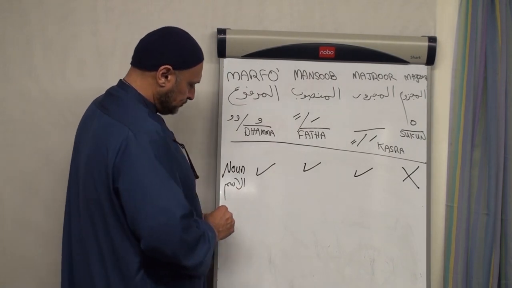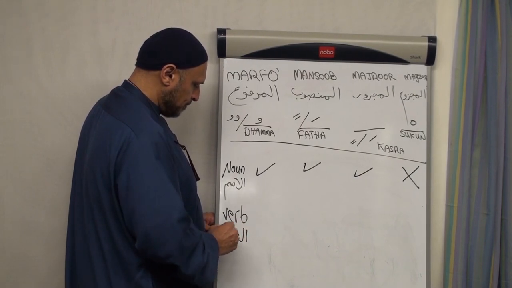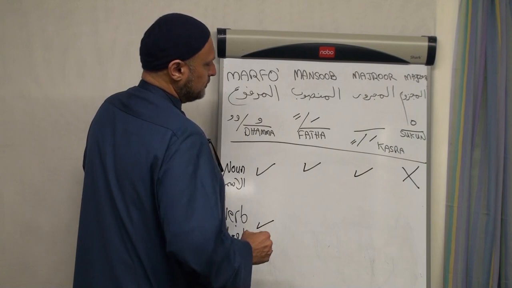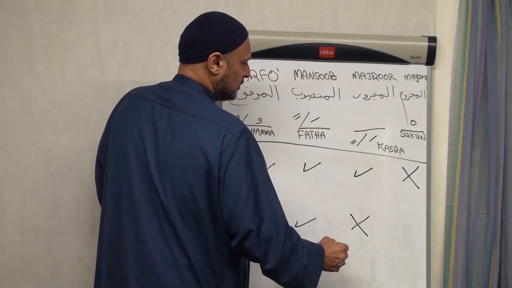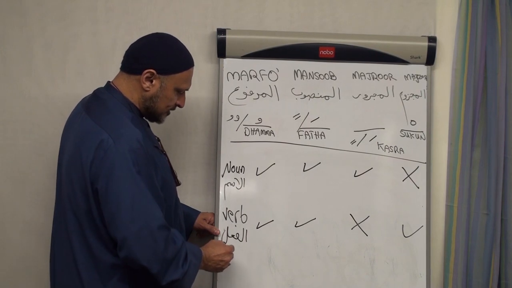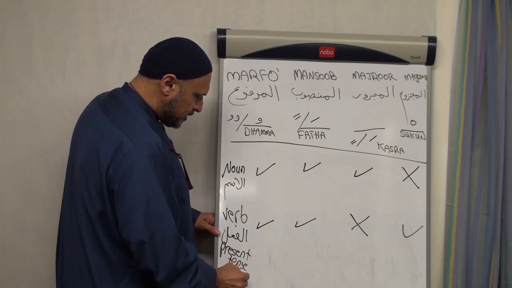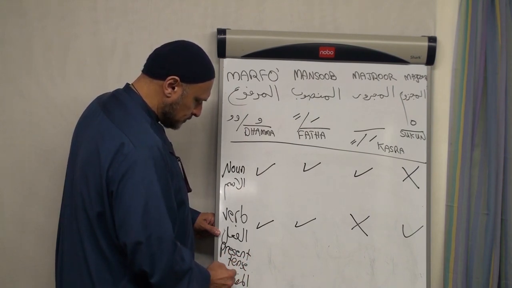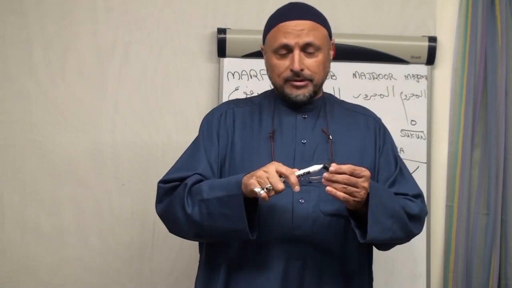And the verb, al-fi'l. A verb can be marfu', can be mansub, but it is never majroor. And it is majzoom. And the verb, precisely the present tense, al-fi'l al-mudari'. In Arabic language, the present tense is the only changeable tense. Past tense does not change. It's mabni. Past tense is mabni.